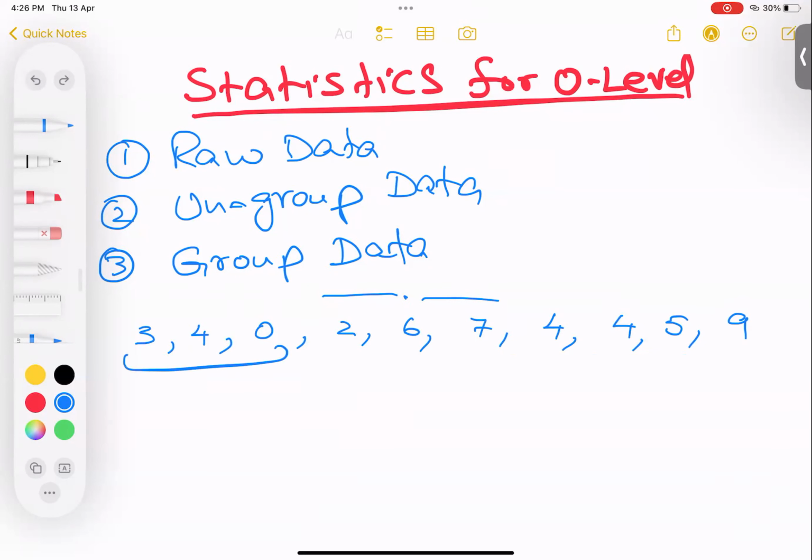The test is conducted for 10 students. That day, only 10 students were present in the class. And the score is in front of you. This is called raw data. Okay, raw data is clear.